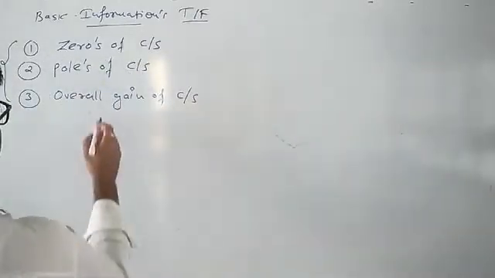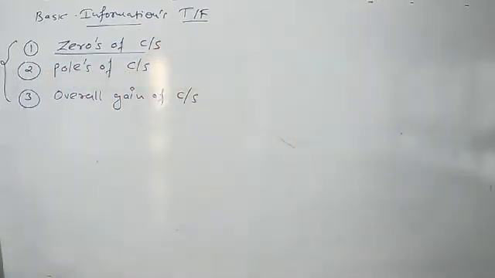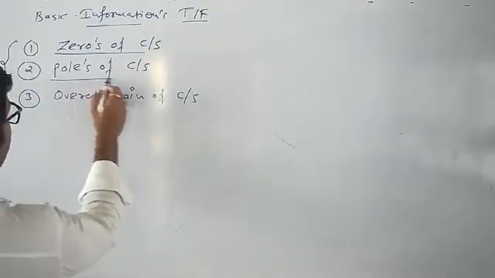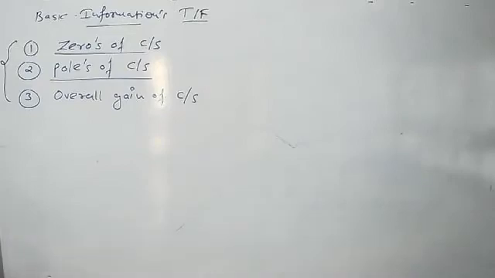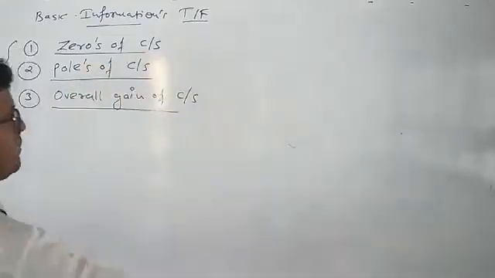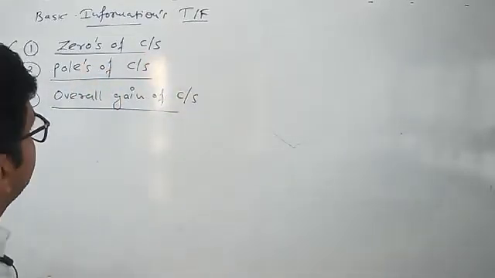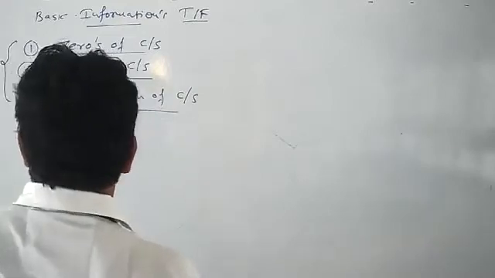First of all, we are in a position to determine what will be the zero of a given control system, what will be the poles of a given control system, and what will be the overall gain of that particular control system. Now, what is the meaning of zeros? Zeros of control system क्या है और किस तरीके से उसे हम define करेंगे?